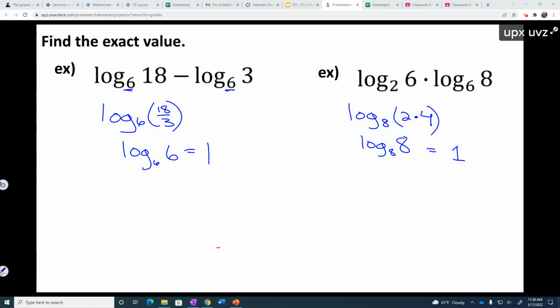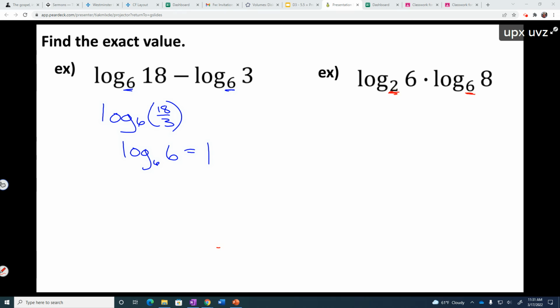Very good. All right. Now this next one is a bit tricky. I think the book kind of throws one at you that maybe is a little bit too hard. But we're going to do this nonetheless. One thing that you'll see is that the bases are not the same. That's a 2 and that's a 6.